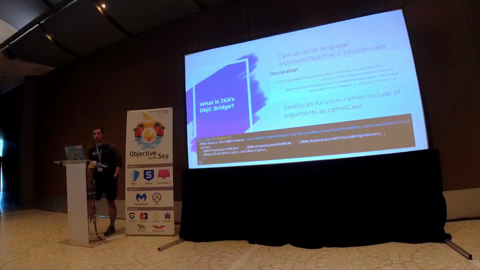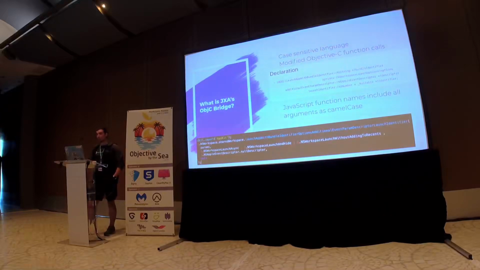The next part, though, is once you want to call an Objective-C function, how do you do that? That looks crazy different in Objective-C versus JavaScript. For example, here's the declaration on Apple's website for the launchAppWithBundleIdentifier function. It has a whole bunch of different fields that you can add in, like options, event parameter descriptor, launch identifier, all that sort of stuff.